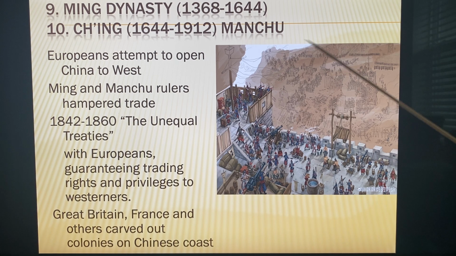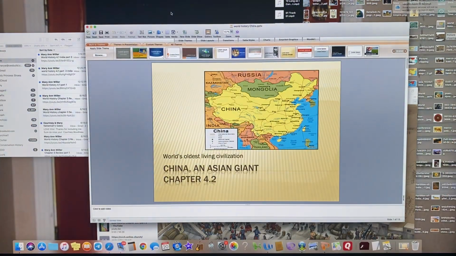So here's a picture of the Ming Dynasty and the Manchurian Dynasty. I think that's my last one. You see how Chinese history works; we'll get into later Chinese history later on in your book. Okay, that's it.